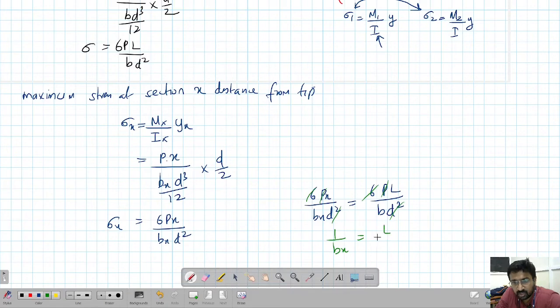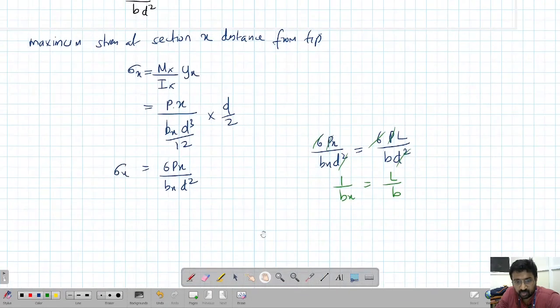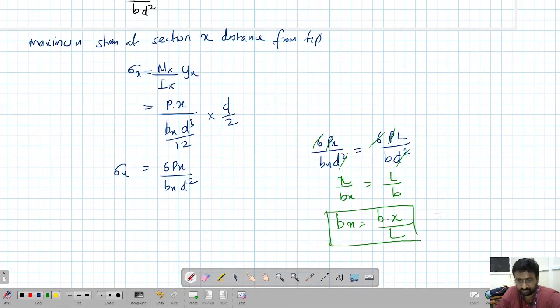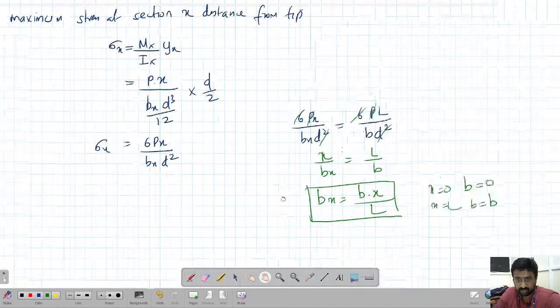equal to L upon B, or I can write bx is equal to, sorry, there is an x also. Okay, bx is equal to B into x upon L. Okay, this is how the width of the section changes. So at x is equal to 0, the width of the section is 0. At x is equal to L, the width of the section is nothing but original B. Okay, original width of the section.